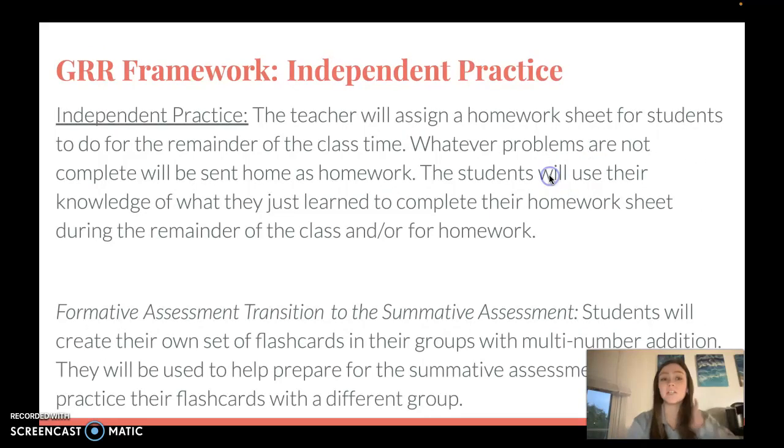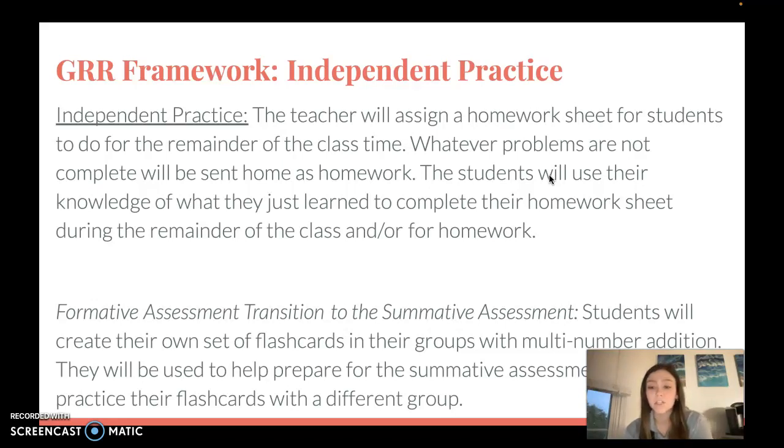And then the last stage is independent practice, and this is where the teacher will assign the homework sheets for the students to do for the remainder of the class time, and whatever problems are not complete will be done as homework, so the kids can use their knowledge on what they've already learned and the feedback they received, what mistakes they were making and what they were doing well, to help complete their homework sheet.